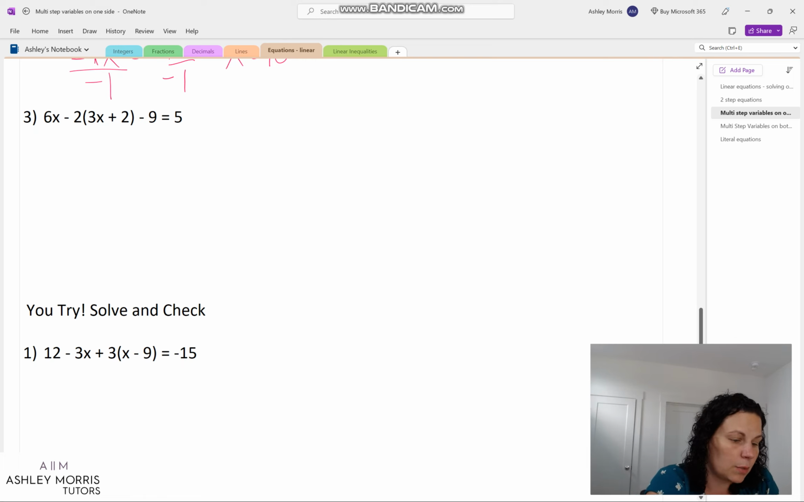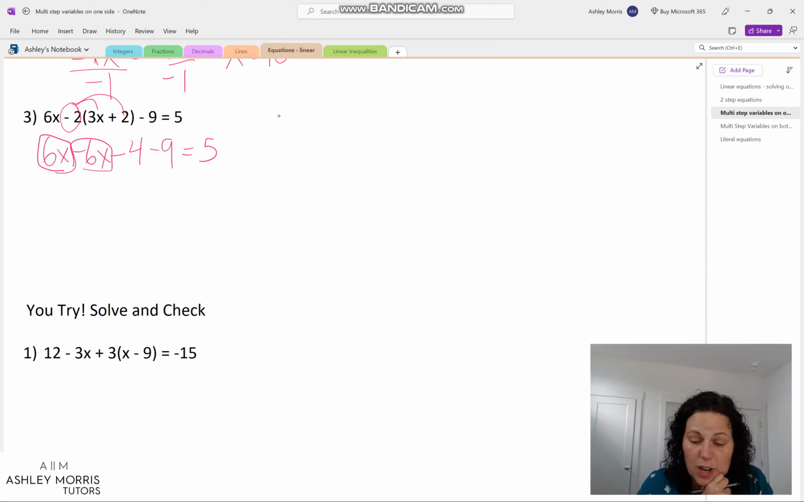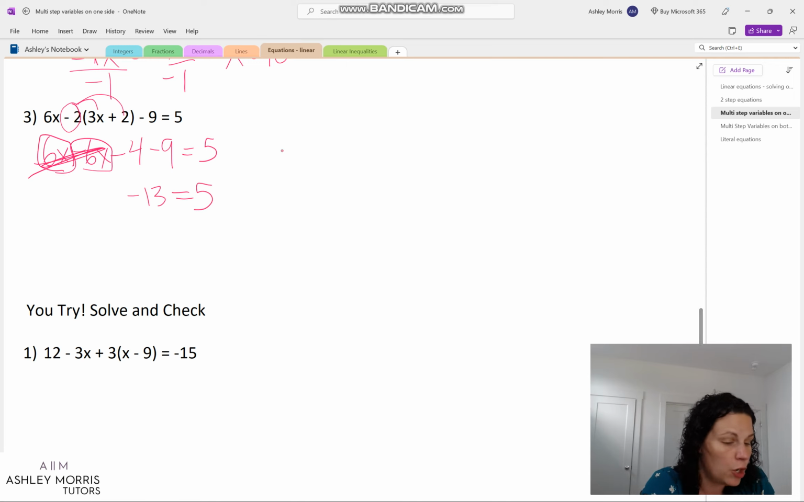All right, here, we're going to distribute this negative 2. Negative 2 times 2 is negative 4. Those negatives, they can get you if you're not being careful. Negative 6x and 6x. When I combine those, I just get 0. So all my variables in this one have disappeared. That means it's either no solution or all real numbers. Let's keep going to find out. Negative 4 minus 9 is negative 13. Does that equal 5? No, it does not. So this would be no solution.